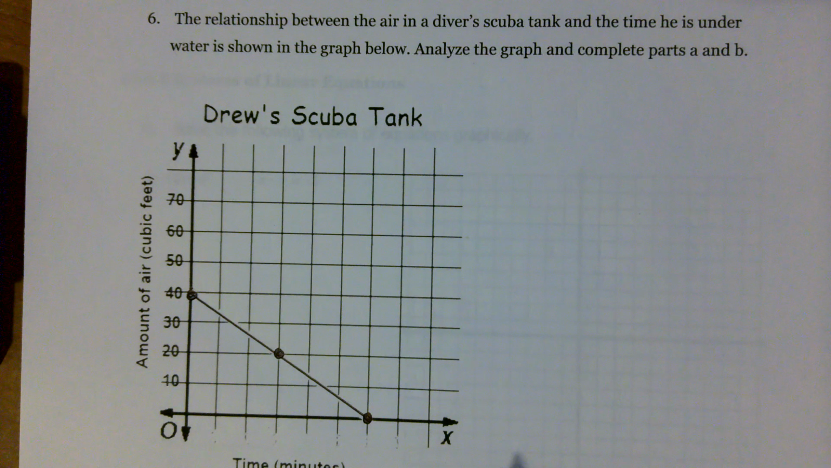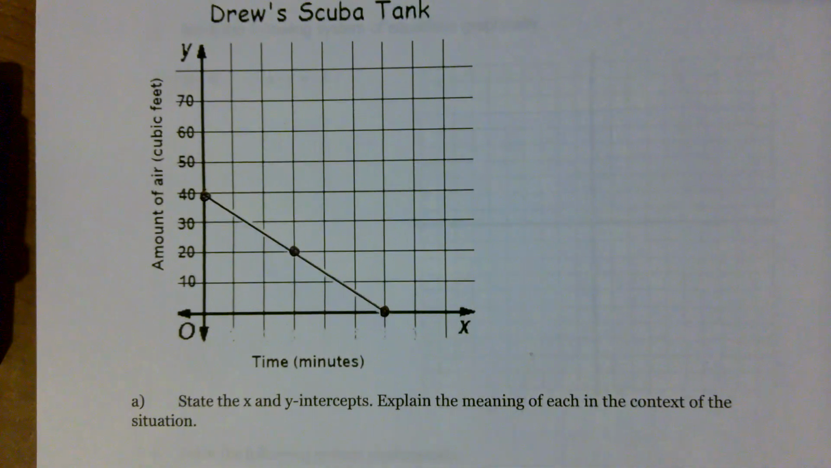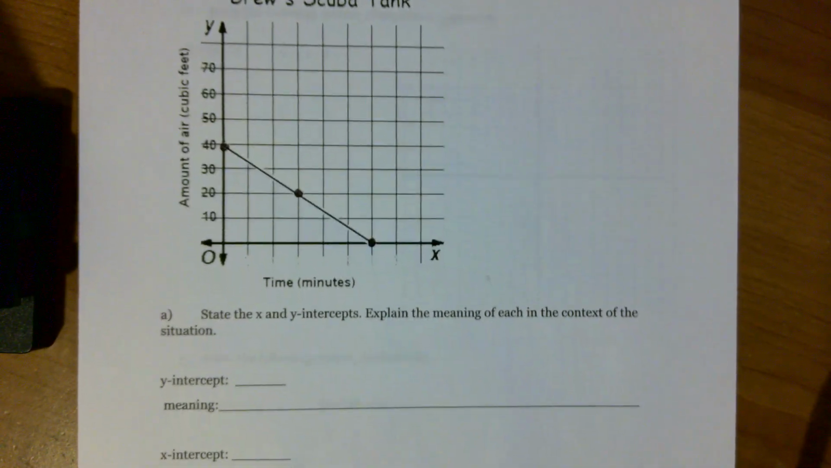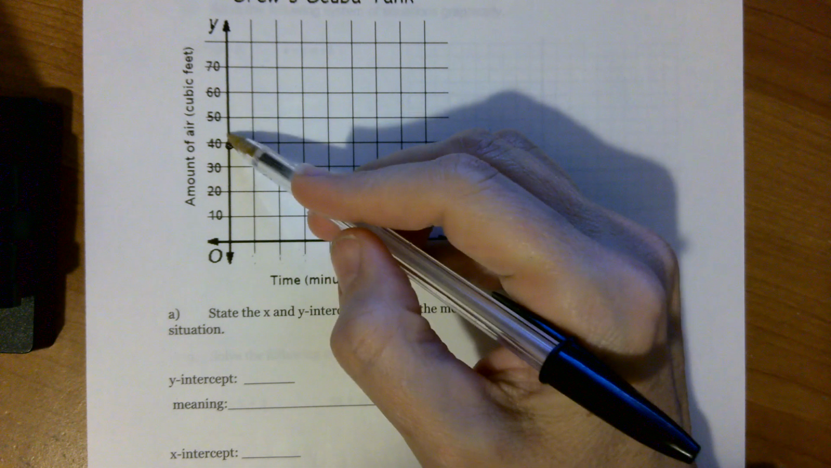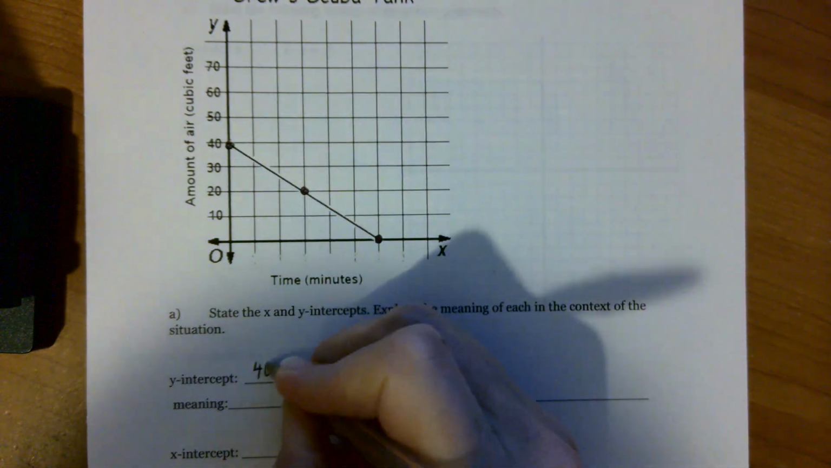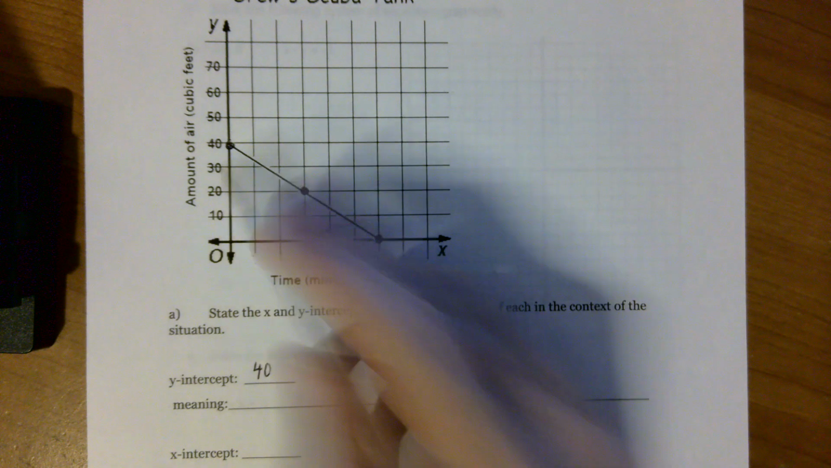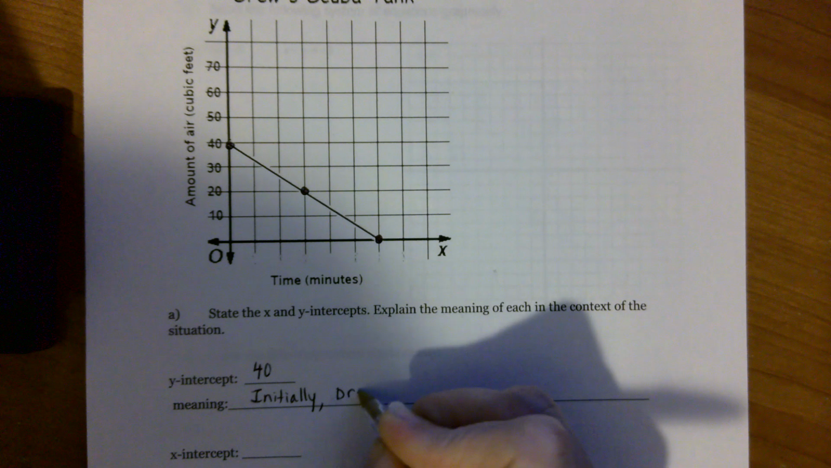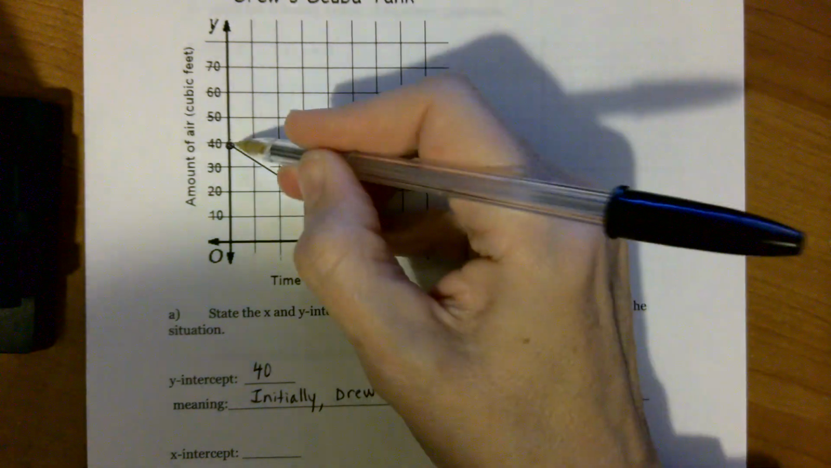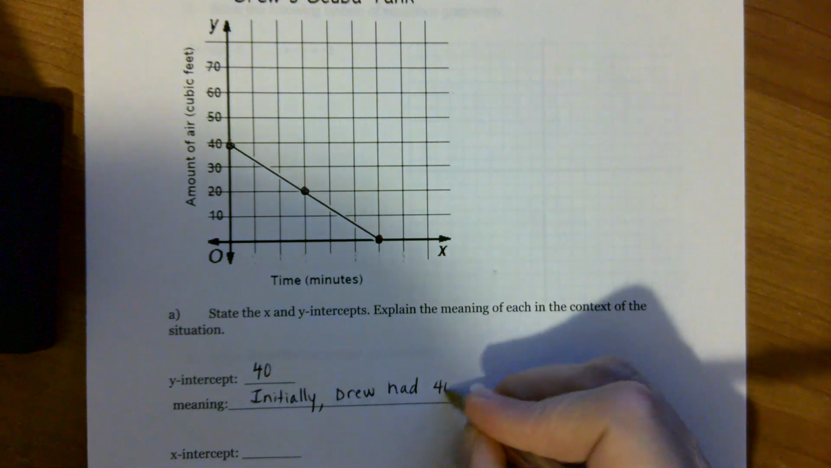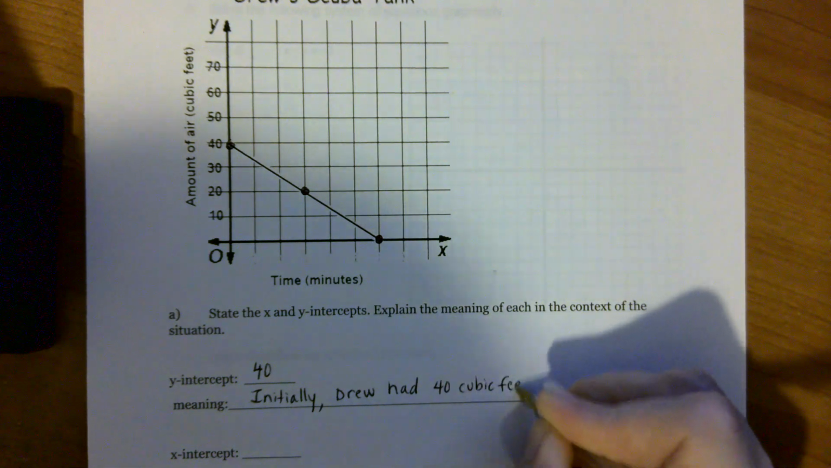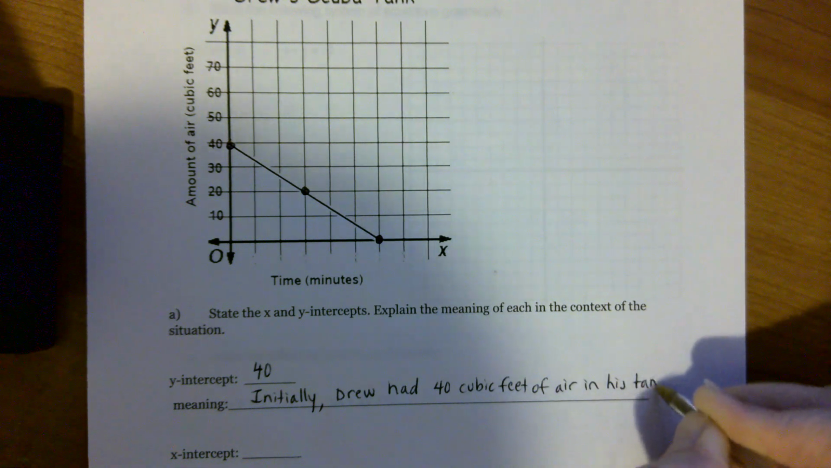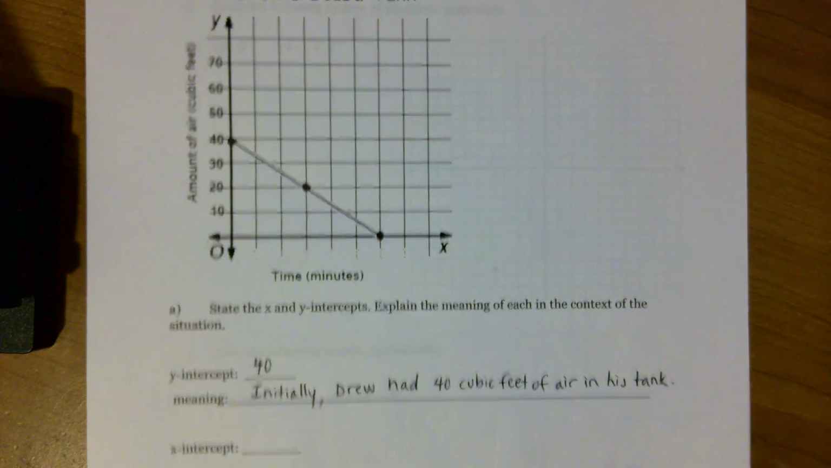So you're asked to state the x and y intercepts and explain the meaning of each in the context of the situation. So y-intercept is where this graph is touching the y-axis, so the y-intercept is 40. And what does that mean? This is always the beginning of my situation. So I write initially, Drew had 40 cubic feet of air in his tank. That's the situation at the very beginning.